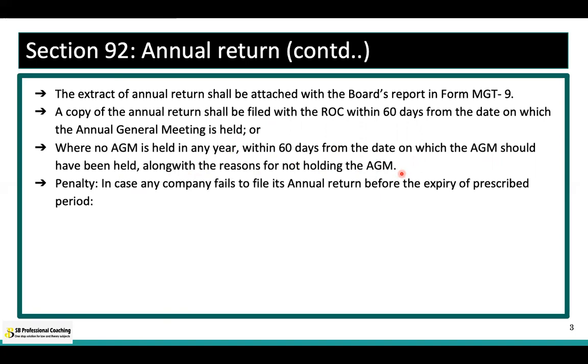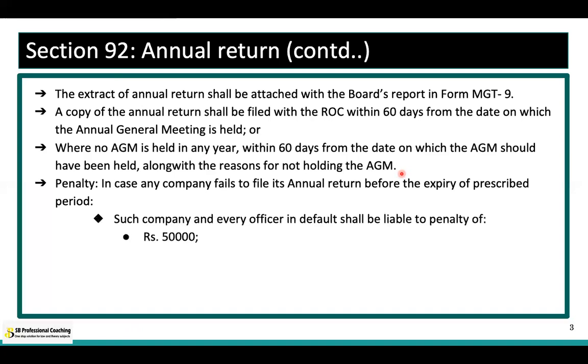Penalty. If the company fails to file the annual return, in that case, what will happen? The company will have a penalty. There will be a punishment. There will be a penalty on the company and the officer in default. What is the penalty? Penalty is a fine of 50,000 rupees on default.